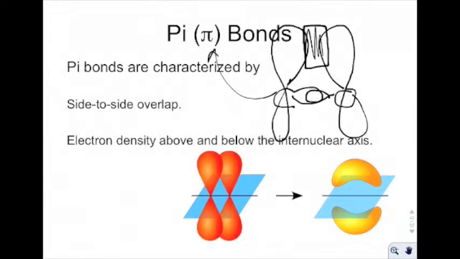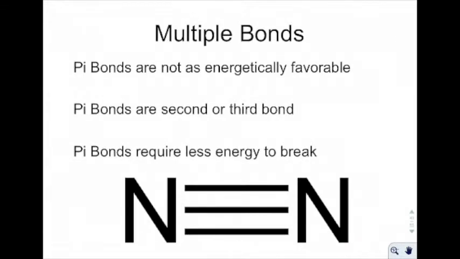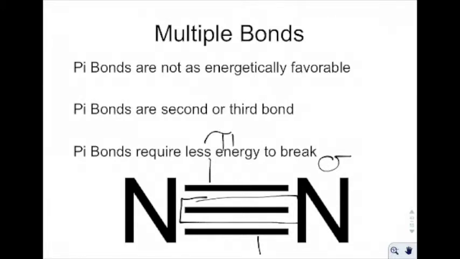Now, as you can imagine, this is not nearly as much overlap as you get with a sigma bond. There's a lot less overlap. Because there's less overlap, it's easier to break this bond, and this bond is what we get when we have multiple bonds. So pi bonds are not as energetically favorable. They're the second or the third bond. So when I see nitrogen here, one of these bonds is sigma. The other two are pi from the side-to-side overlap.